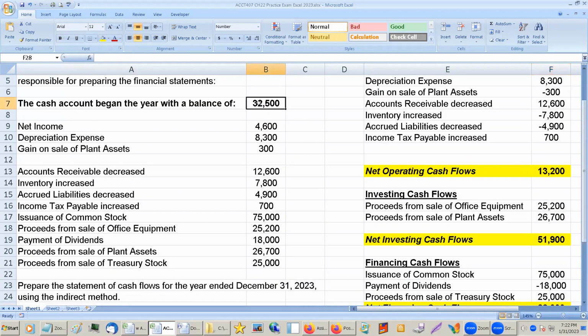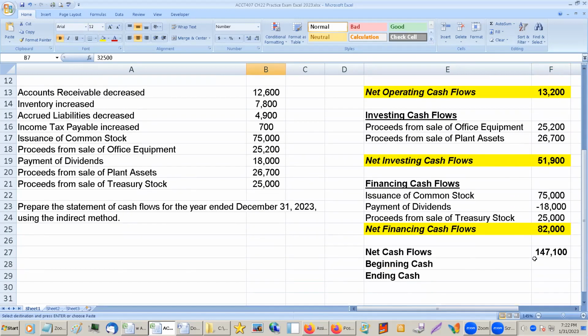Now the beginning cash was 32,500. So this would be the ending. Now you'll notice that I don't give you a certain number on here. What is it? Ending cash. Yeah. And you might be wondering why.